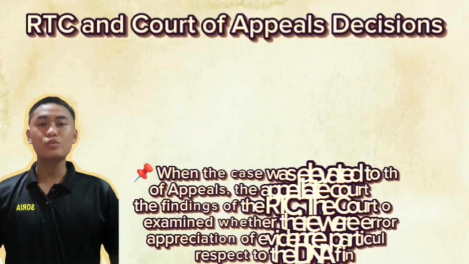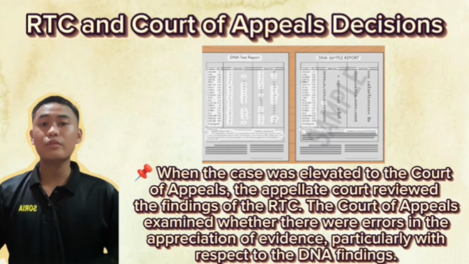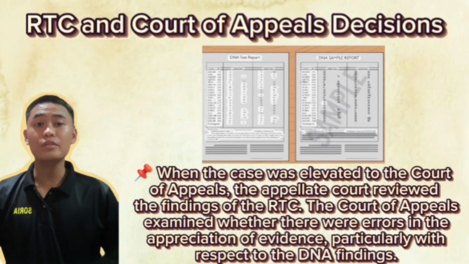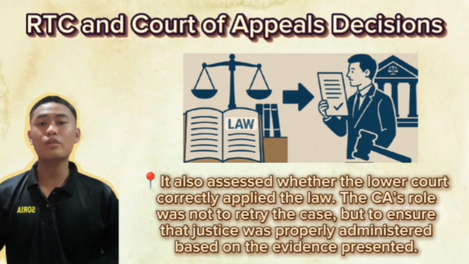When the case was elevated to the Court of Appeals, the appellate court reviewed the findings of the RTC. The Court of Appeals examined whether there were errors in the appreciation of evidence, particularly with respect to the DNA findings. It also assessed whether the lower court correctly applied the law. The CA's role was not to retry the case, but to ensure that justice was properly administered based on the evidence presented.